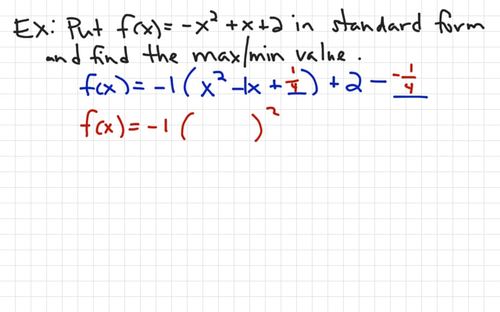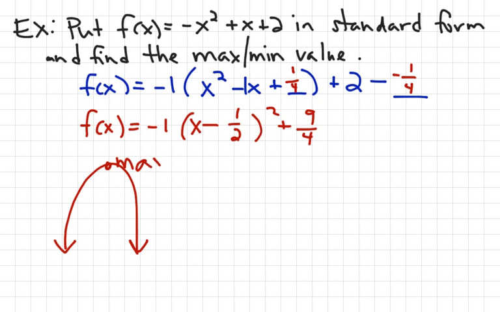When you put it in factored form, you take the square root of the first term, the square root of the last term, and the sign between them is the sign on the middle term. And then on the outside, 2 minus negative 1/4, which is 2 plus 1/4, which is 2 1/4, or 9/4. So there's standard form. Now I need to find out if it has a max or min value. Since the leading coefficient is negative, the parabola opens down, which means that the vertex is at a maximum. The vertex is at (1/2, 9/4). So the maximum is 9/4.